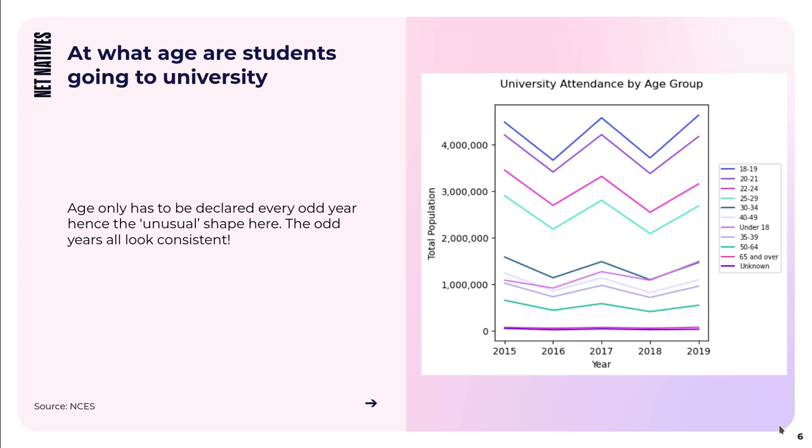Now, at what age are students attending university? Now, when looking at this slide, there's quite a harsh W, and this unusual W shape is due to the fact that universities only have to declare the age of their students every other year to the NCES, so hence the slightly unusual shape. Now, it's worth noting that on the odd years, so 2015, 17 and 19, it can be seen that the peaks are almost in exactly the same place. So if you imagine drawing a straight line between them, this isn't really shifting too much.